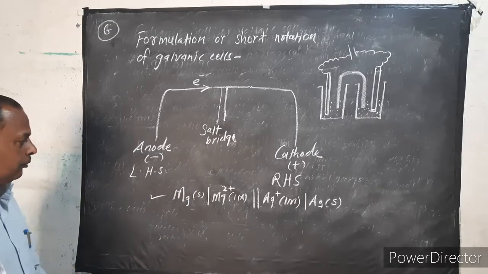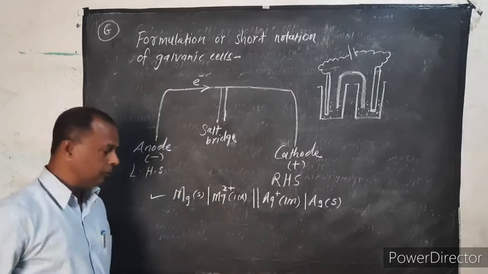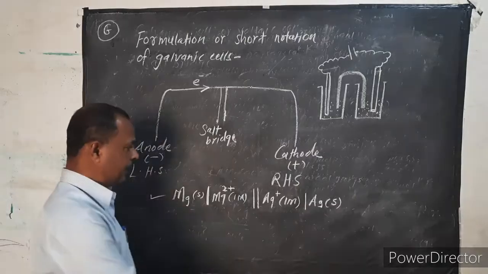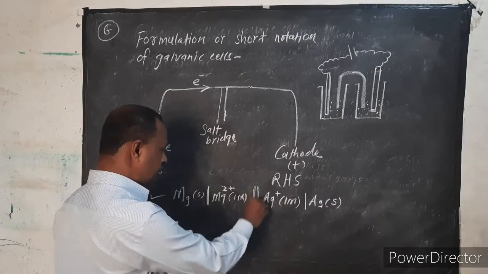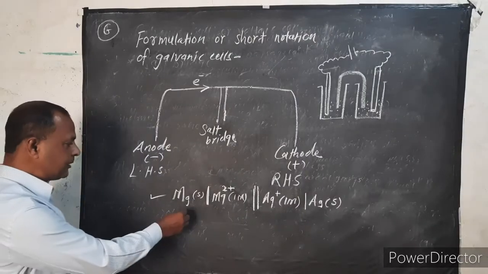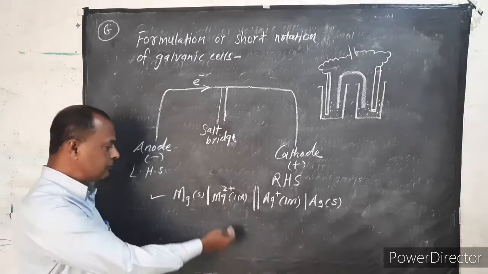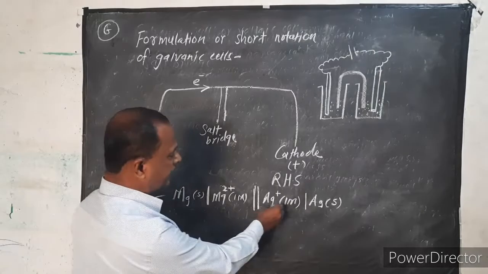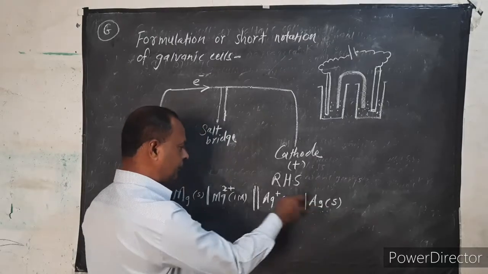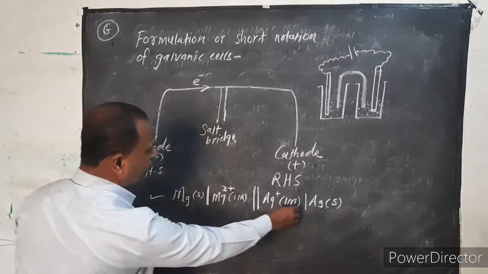Magnesium electrode is in contact with Mg2+ 1 molar. So an electrode is represented by a single vertical line, and the double vertical line in between is nothing but the salt bridge. So the magnesium electrode is in direct contact with its own solution, magnesium sulfate suppose, and Ag+, this is solid Ag, the electrode is in direct contact with the Ag+ 1 molar solution.